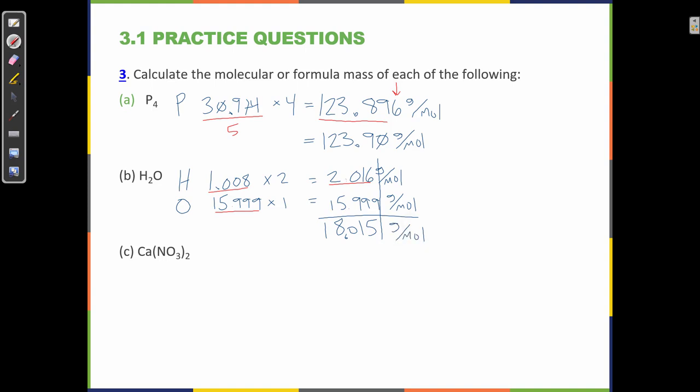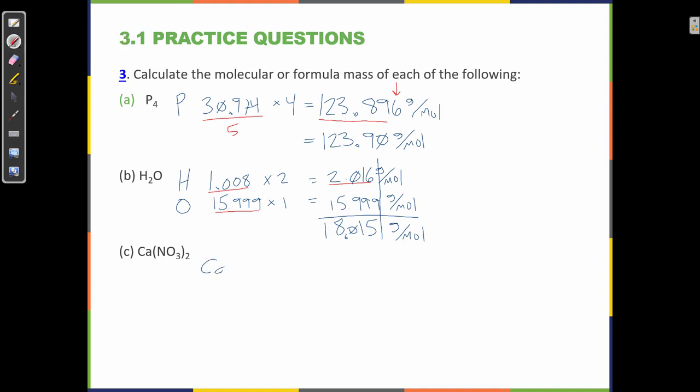in this case, I had three digits after the decimal place in my least significant number up here, and I have three digits after the decimal place in my answer. So I have accounted for the significant figures in that one. All right, let's do this last one.